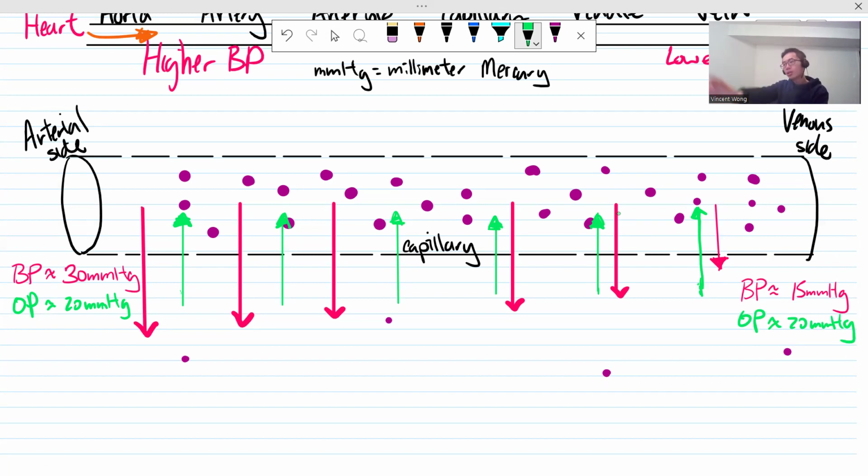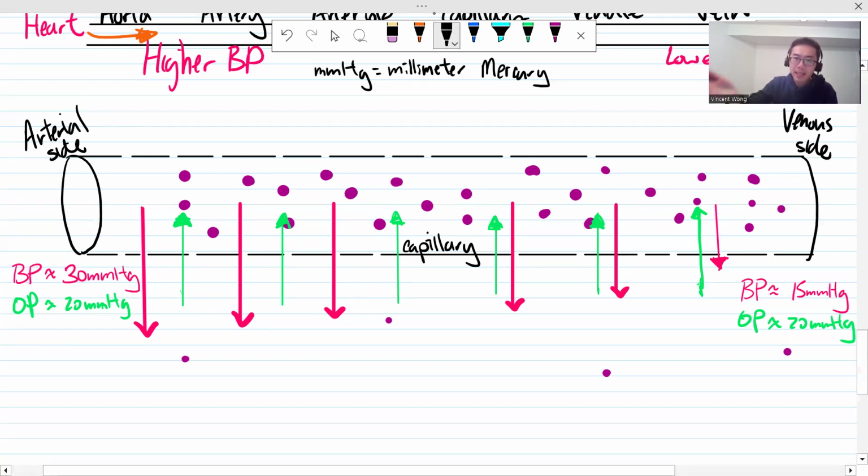Okay, so you can think of BP and OP, blood pressure and osmotic pressure, as opposing forces. Blood pressure is always pushing things out, and osmotic pressure is always bringing things in. So they're counteracting each other. Depending on which pressure is stronger, you will either be losing fluid or gaining fluid.